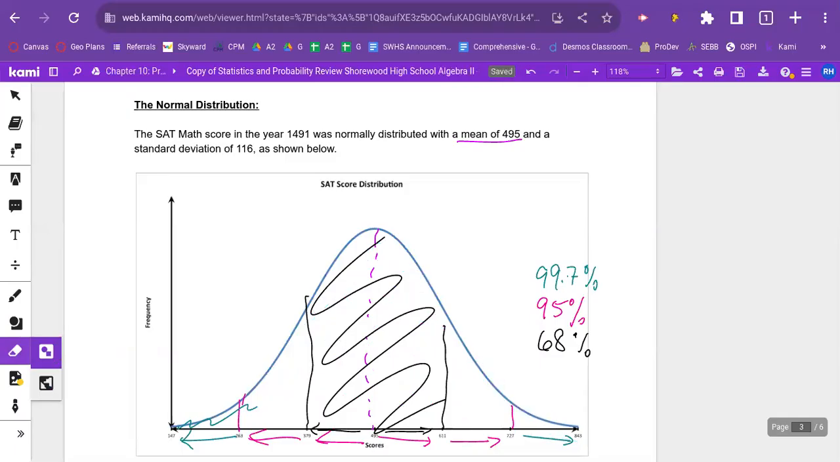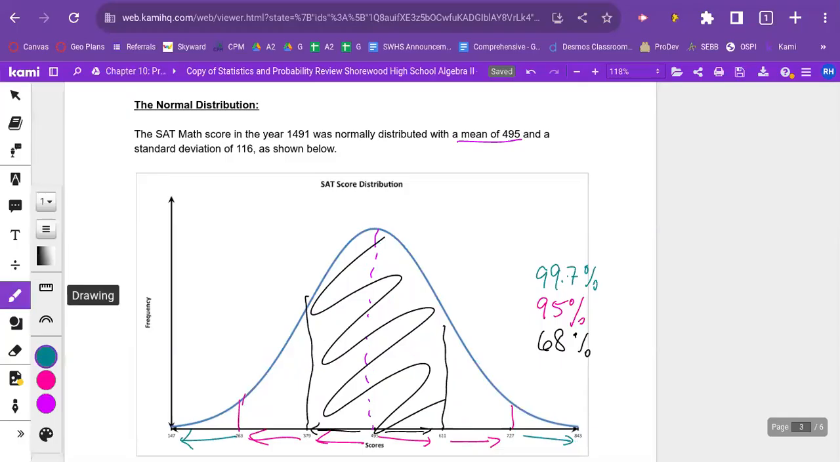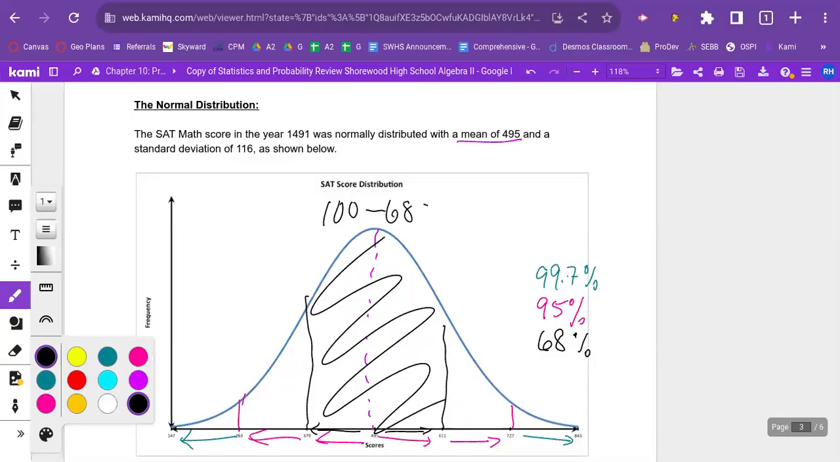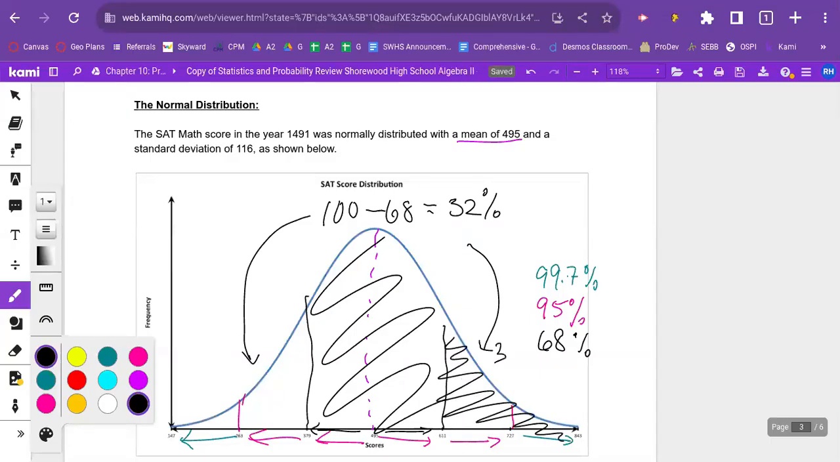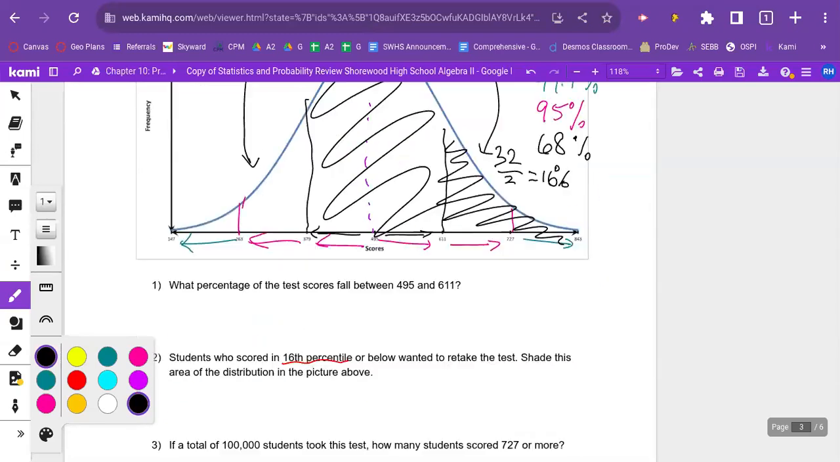So how we can use some of this data is with subtraction, because if we know 100% of the data lies under the entire curve, then I can find the remaining part. Because if I take 100% and subtract out what is shaded right now, the 68, that leaves me with 32%. And so that tells me that both of these regions added together will create 32. And therefore, just this region will be 32 over 2, or 16%.